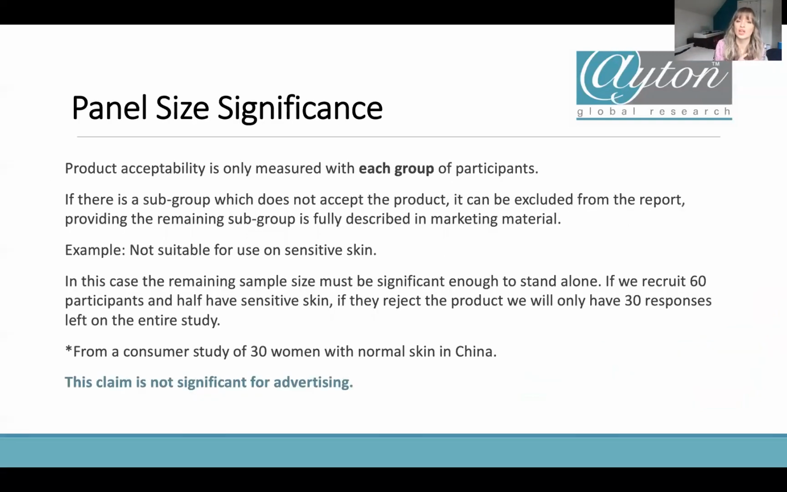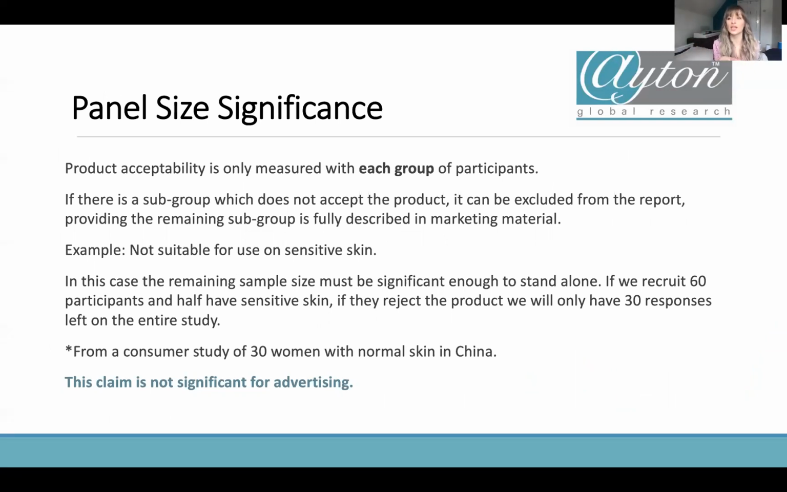Always think about those subgroups as well. I mentioned this earlier when I was saying it's all very well and good to be really inclusive, but then you need to have the numbers behind it to back it up. So if you want to say all ethnicities or skin types, we're going to have to make sure we have enough people in every single group so that we have significant data for you to be able to advertise it that way.